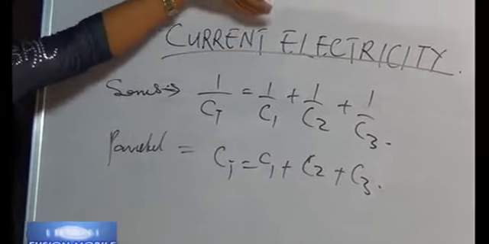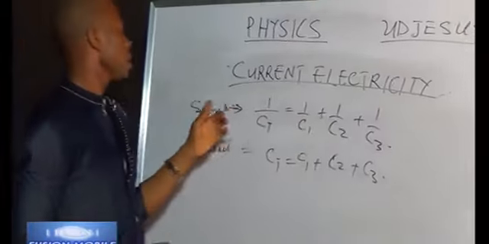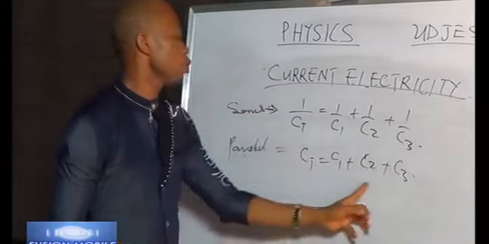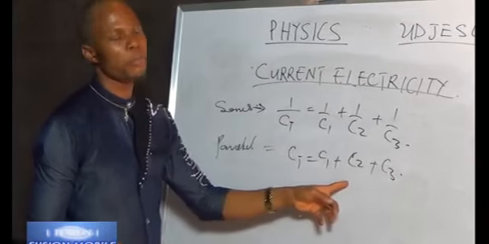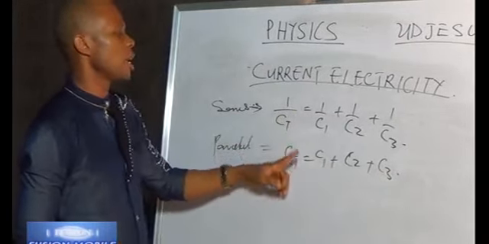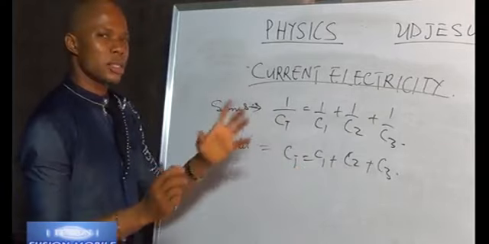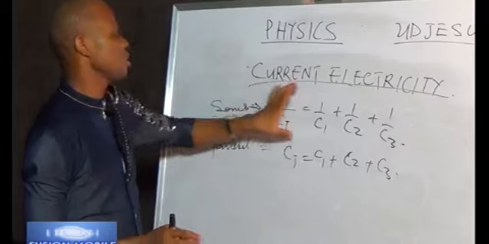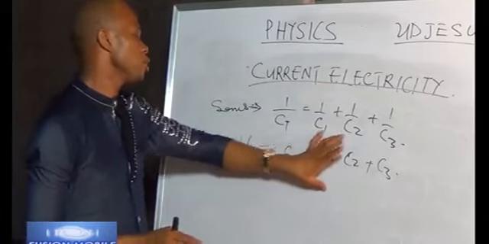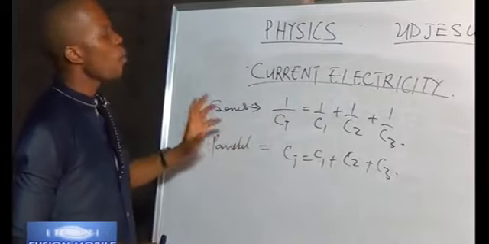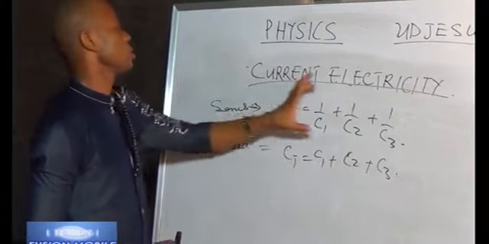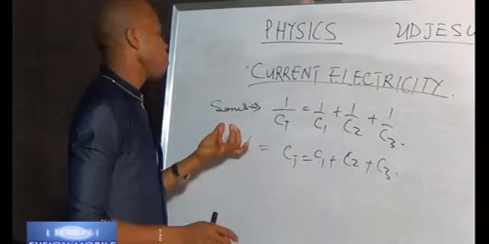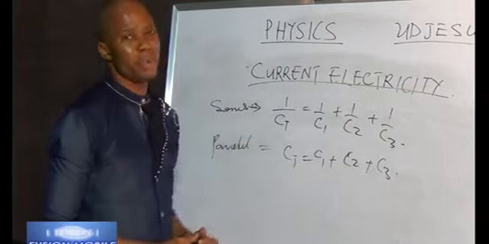In resistors, you will bear me witness that for series, this is the way it's looking like, the summation. But this time it's changing in capacitors. Don't be confused about them. For capacitors, the series is the inverse, while the summation is for parallel. While in resistors, the series is the summation, while the parallel has the inverse.